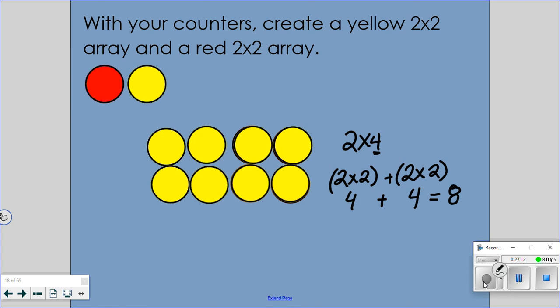Even if you don't know your 4's, do you know your 2's? You should be able to use your 2's, 2, 4, 6, 8, to help you with your 4's. 2, 4, 6, 8, 10, 12, 14, 16, 32. Divided by?